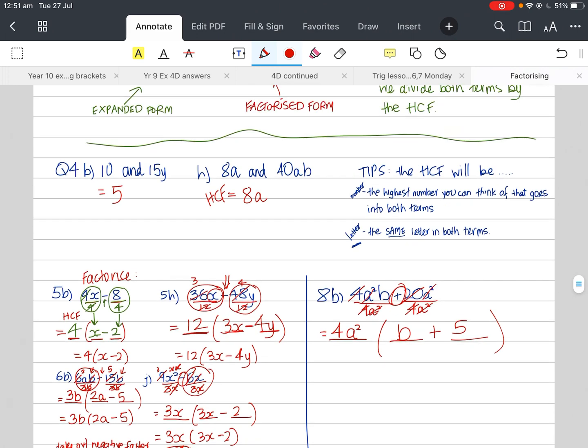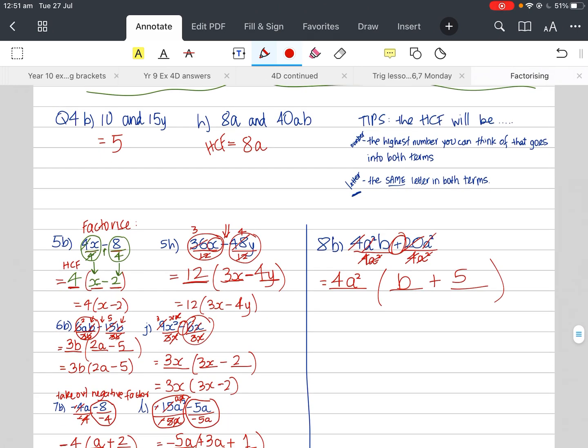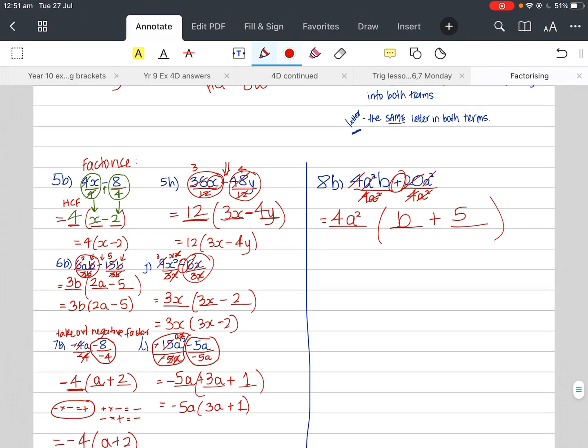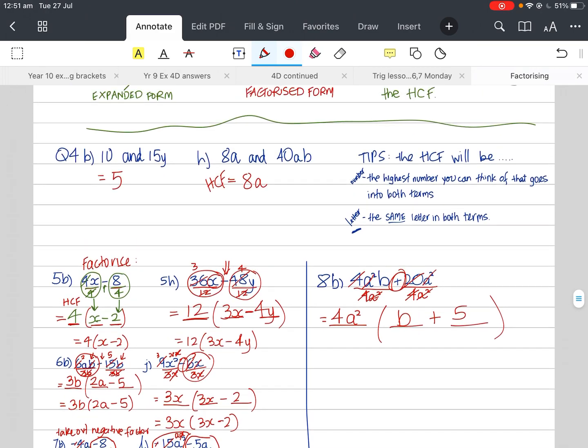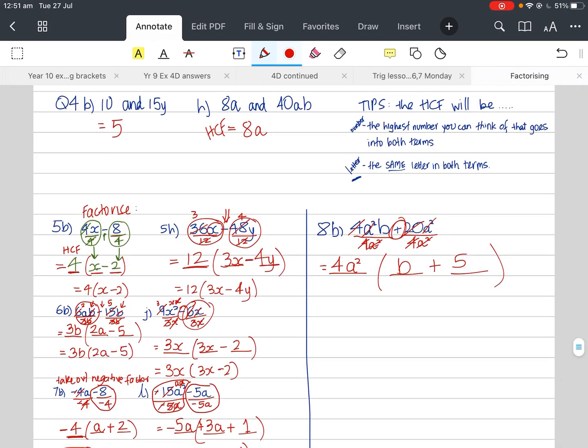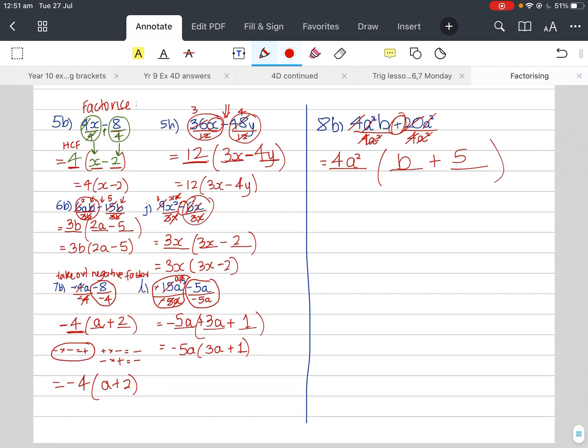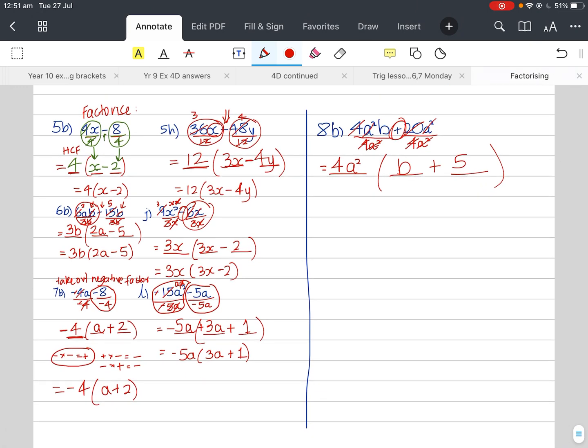There you go, lovelies. There's my answers to all of exercise, what is it? 3D. There's question 4. And there's question 5, 6, 7 and 8.